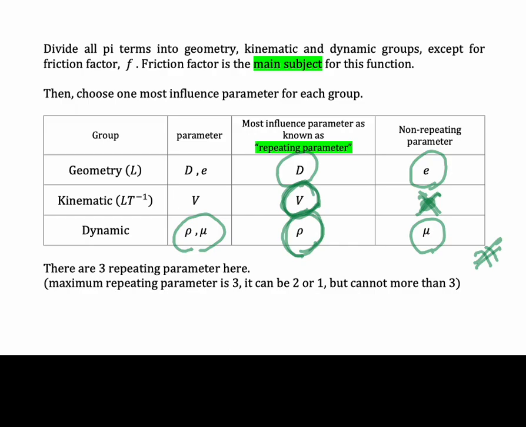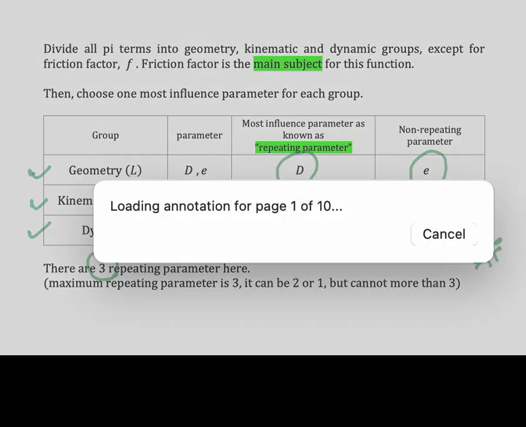For repeating parameters, because we only have three groups, the maximum number of repeating parameters is 3. There are only 3 or fewer repeating parameters. It can be 2 and it can be 1, but it cannot be more than 3. So if you get 4 or 5 repeating parameters, you are totally wrong. This is something that you really need to know.